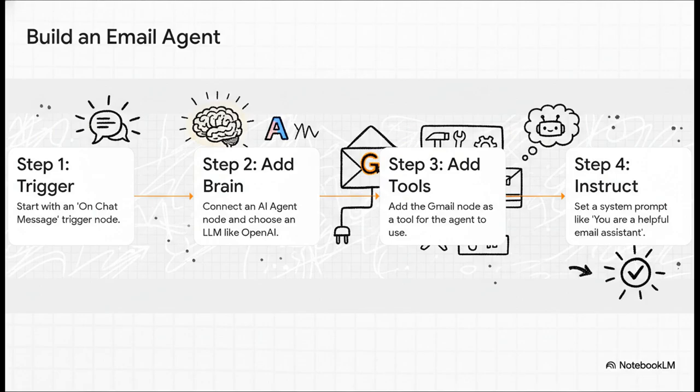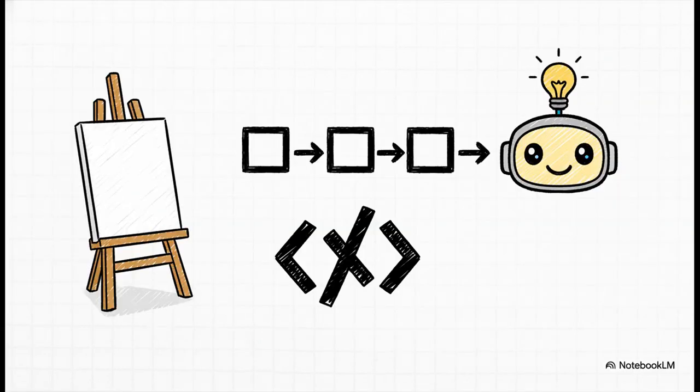And finally, you give it some instructions with a system prompt, something like, you are a helpful email assistant. You hit activate, and that's it. You're done. And just like that, seriously, that's all it takes. You've gone from a blank screen to a working AI that can draft and send emails just by you asking it to. You just built something that understands you and can use your most important apps. No crazy code, just a clear visual flow.